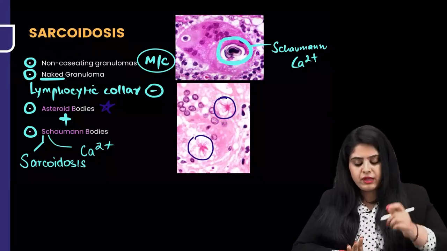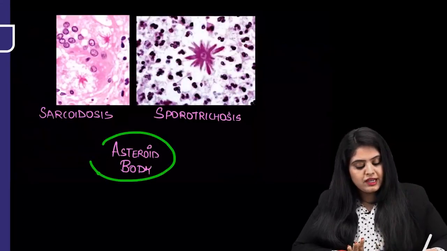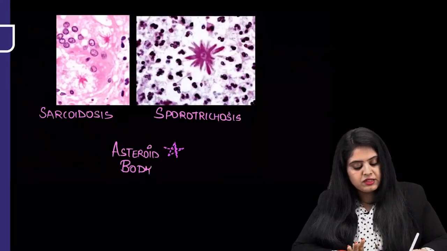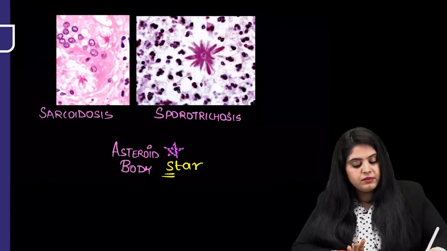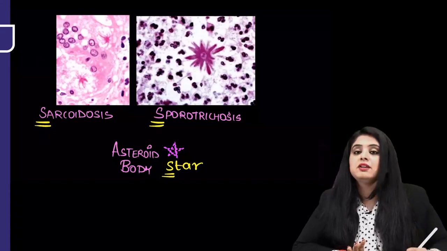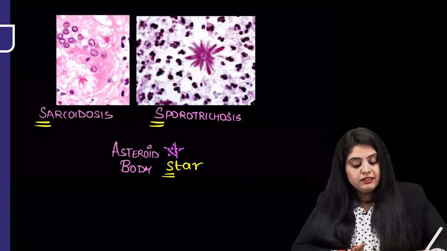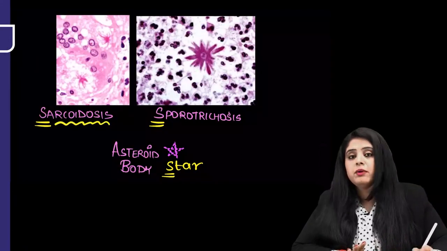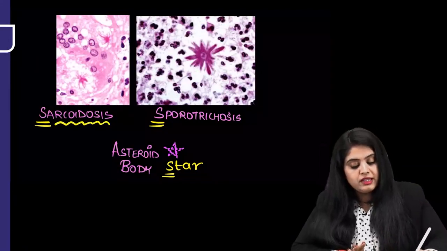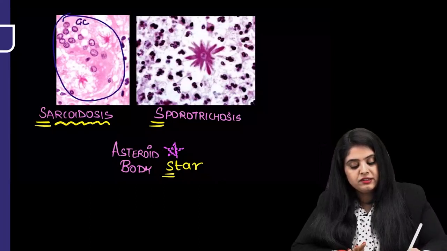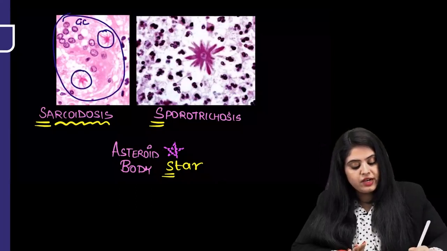Sarcoidosis is done. But before I proceed, where else do you see asteroid bodies? Asteroid means star. Star is going to be seen in two places, one place in pathology, one place in microbiology. So please remember, how will I differentiate? In sarcoidosis there is a granuloma. Granuloma means there is a giant cell. In sarcoidosis there is a giant cell. The star is seen inside the giant cell.